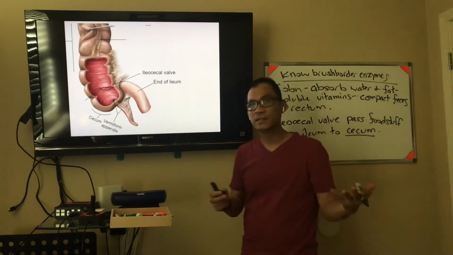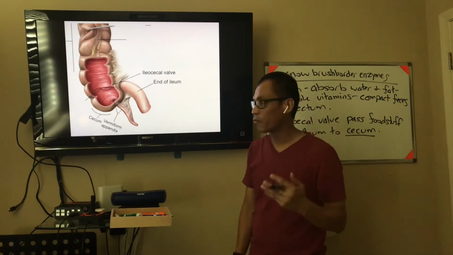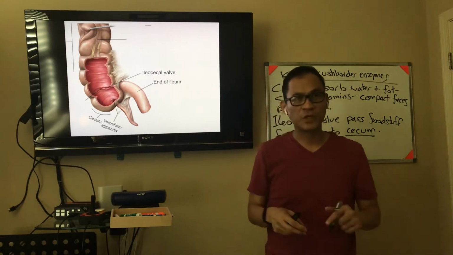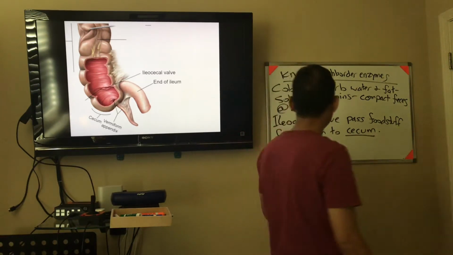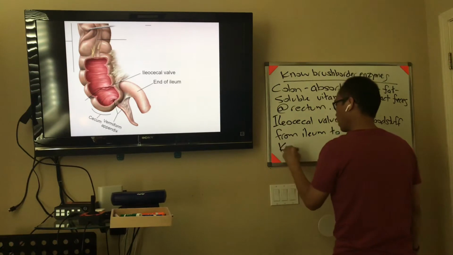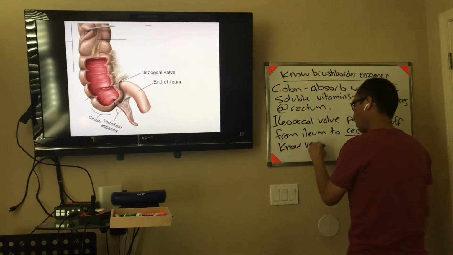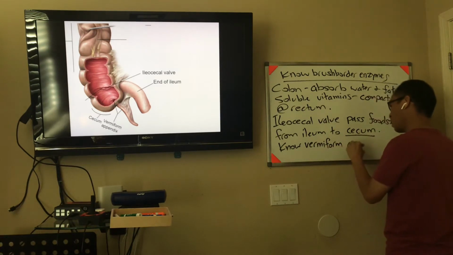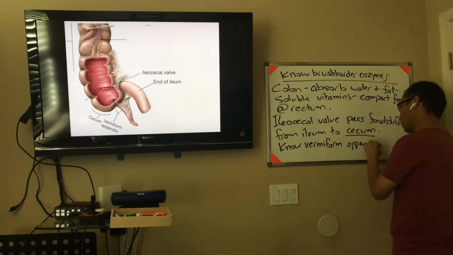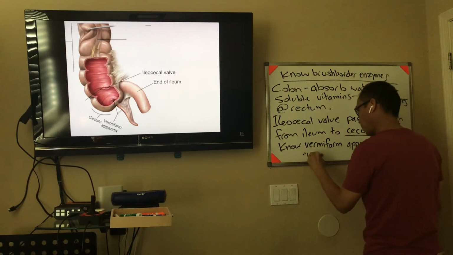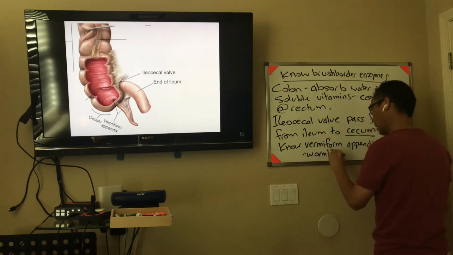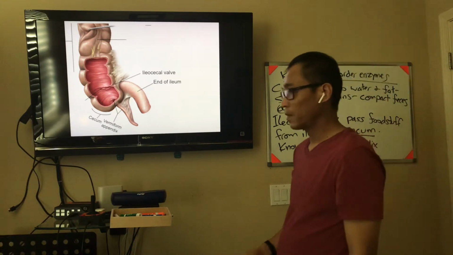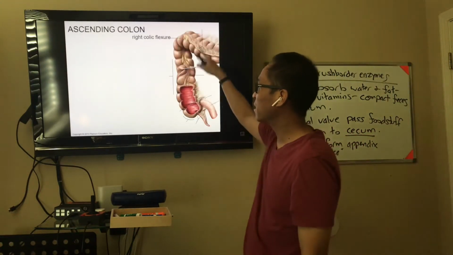So know the vermiform appendix. They just call it the appendix, but in anatomy it's called the vermiform appendix because vermiform means worm-like, shaped like a worm. When it's not clogged, it's lymph tissue. It looks like a little bit of a worm. Then you're going to go up this whole ascending colon.